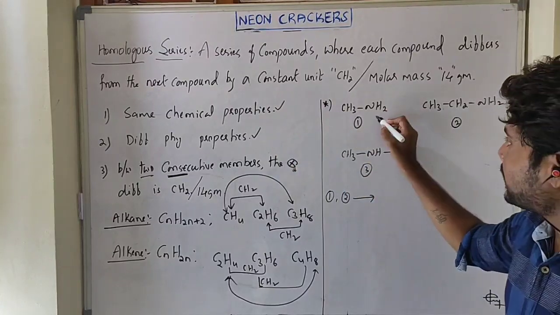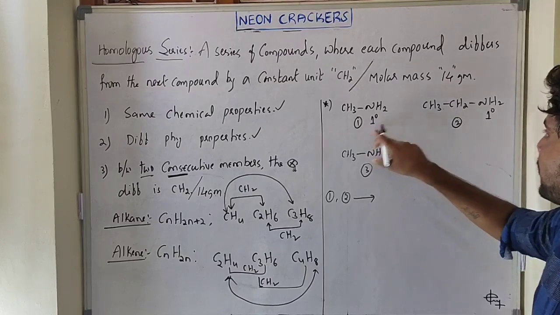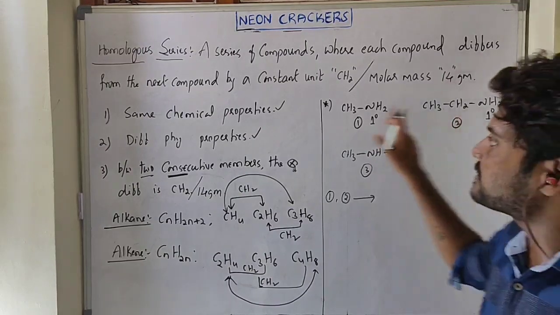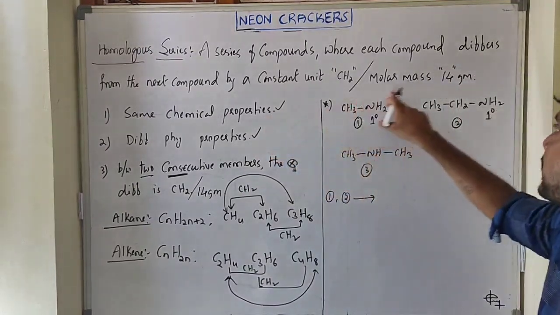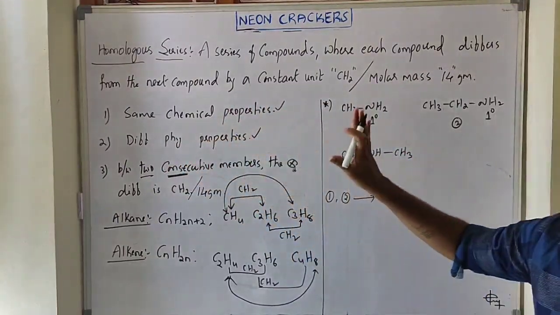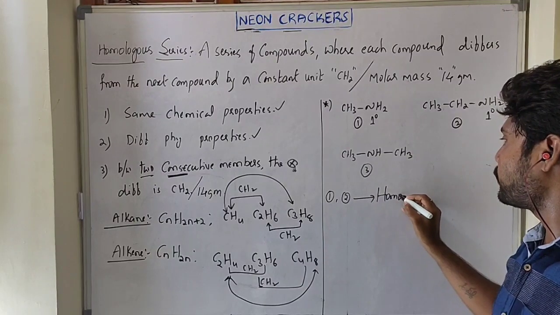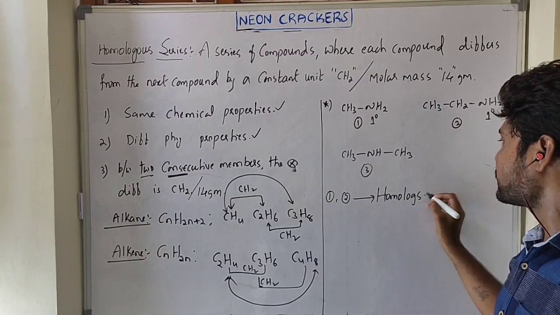So it is a primary amine. It is also a primary amine. These two have the same chemical properties, and by increasing molar mass, the physical properties are different. Three conditions are satisfied. So we can say 1 and 2 compounds are homologs.